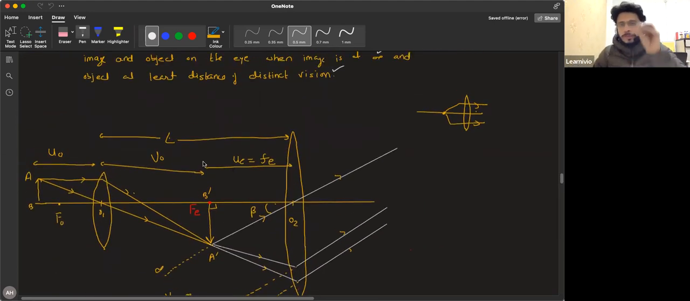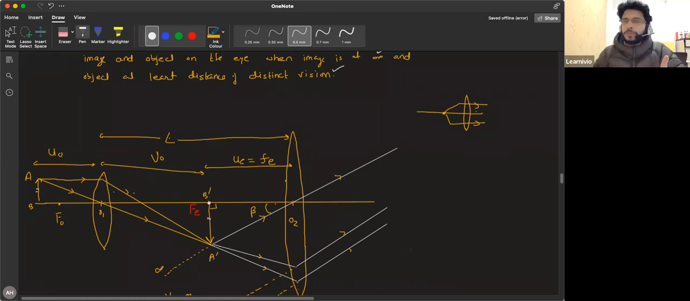So the only change in the ray diagram is this: the object AB of the objective lens is in the same place. This is the image A prime B prime for the objective lens, and this is at the same place also. We just shift the separation between the objective lens and eye lens in a way that this image A prime B prime comes at the focus of the eye lens.